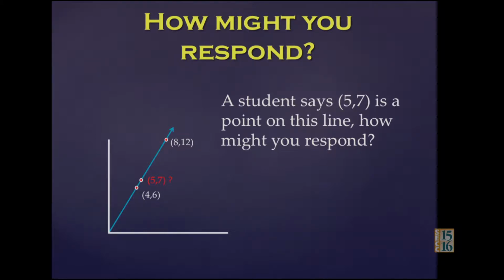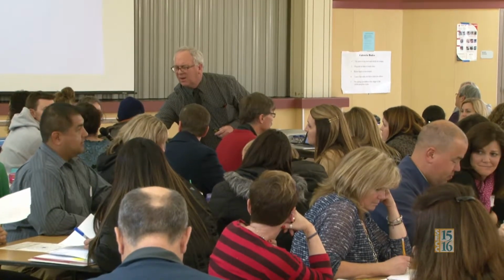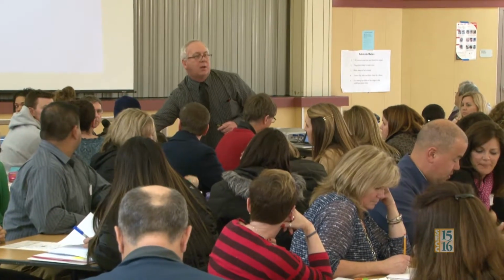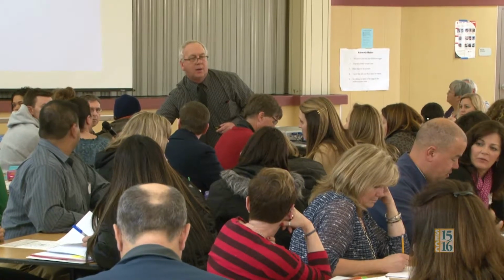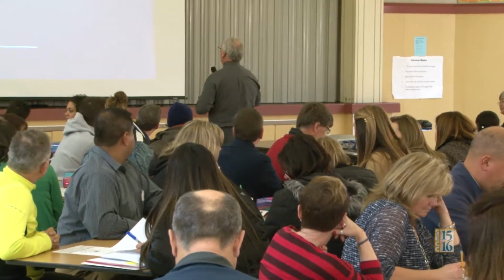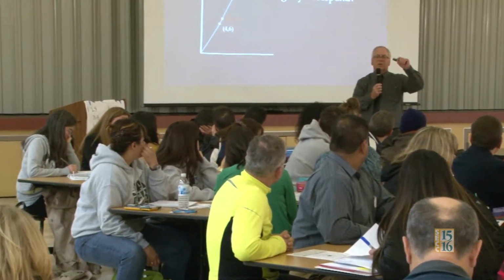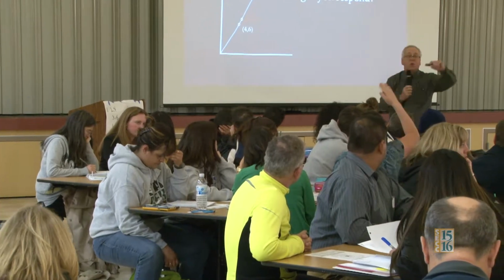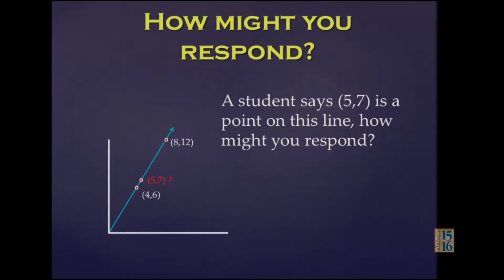Excellent. I would ask them to look at it in terms of fractions, and since you know that 4 and 6 are pairs and 8 and 12 are pairs, how did they get there? All right, so 4 and 8 are pairs. So if I wrote the fraction, 4 over 6 is an equivalent ratio to 8 over 12. And so is 5 over 7 an equivalent ratio?